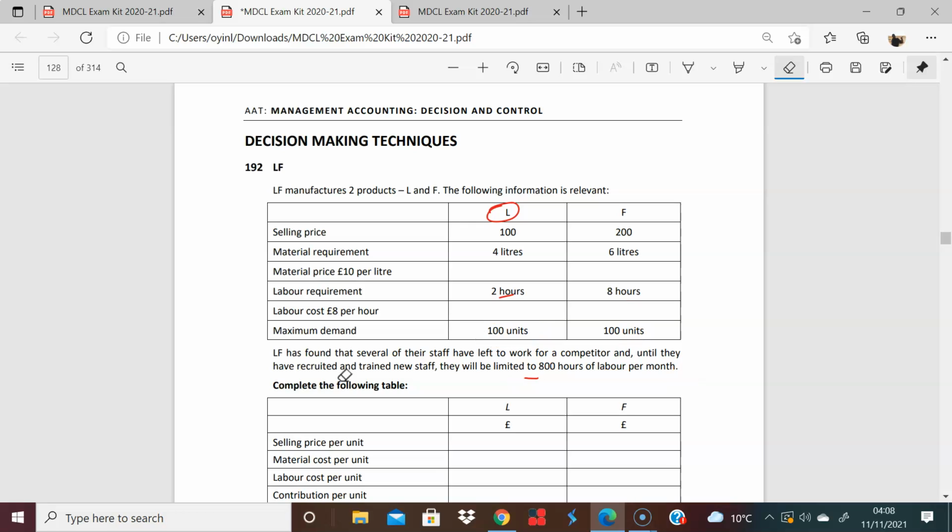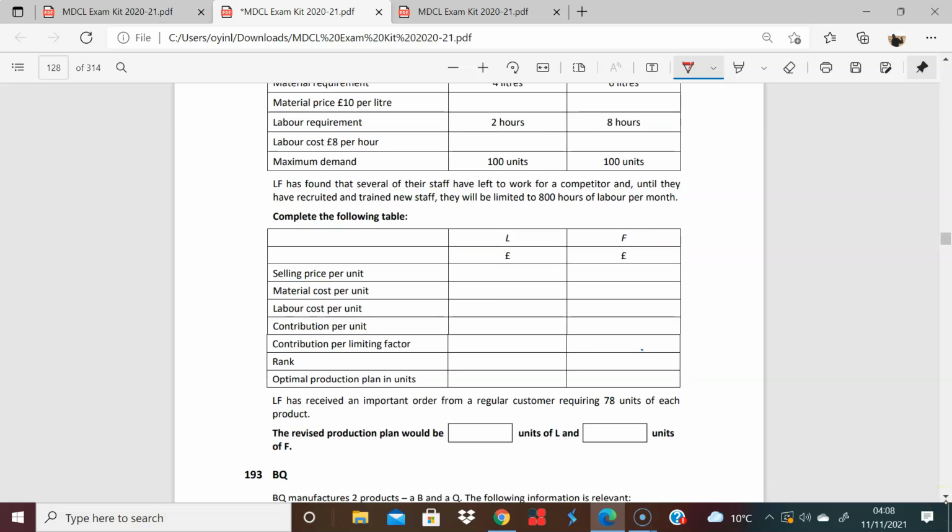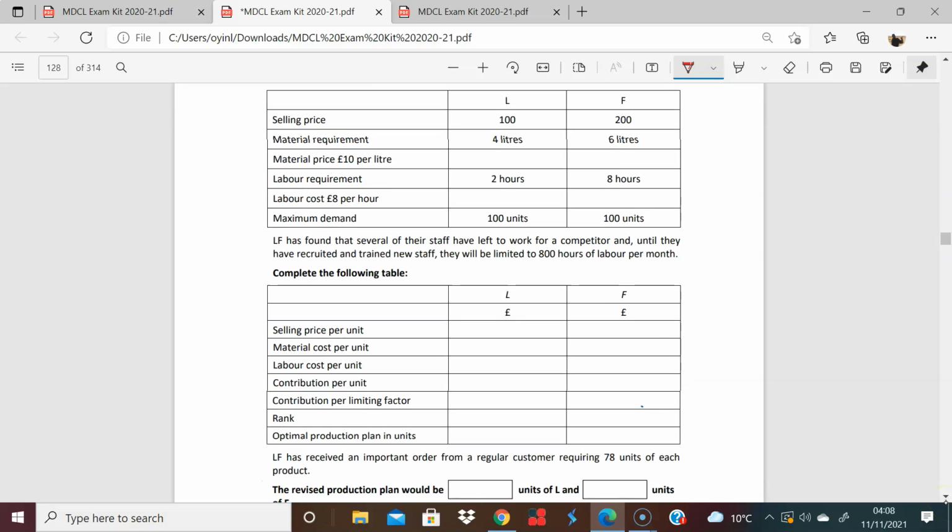So in effect, we have to think, how best do we utilize that? Who's giving us the highest contribution for each labor hour? Let's quickly look here. We have selling price 100 here, selling price 200 here. What is the material cost? 10 a liter, 10 times 4 is 40, and 10 times 6 is 60. Then labor, 8 hours at 2 is 16, and 8 times 8 is 64. So the contribution here is 100 minus the 56, which gives you 44. And the contribution here is 200 minus the 124, which gives you 76.